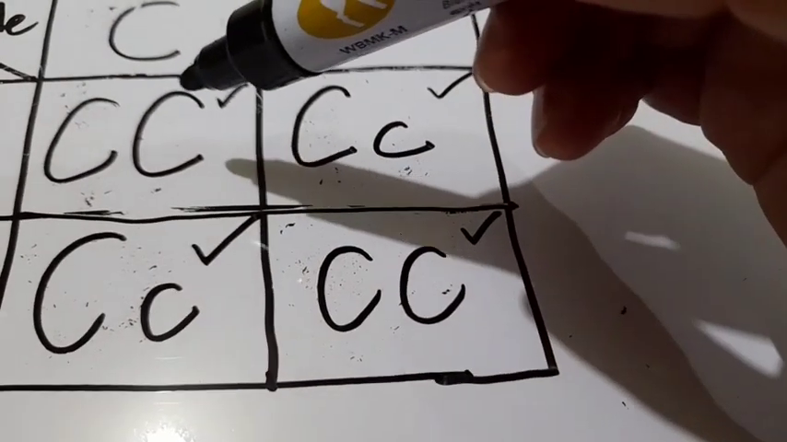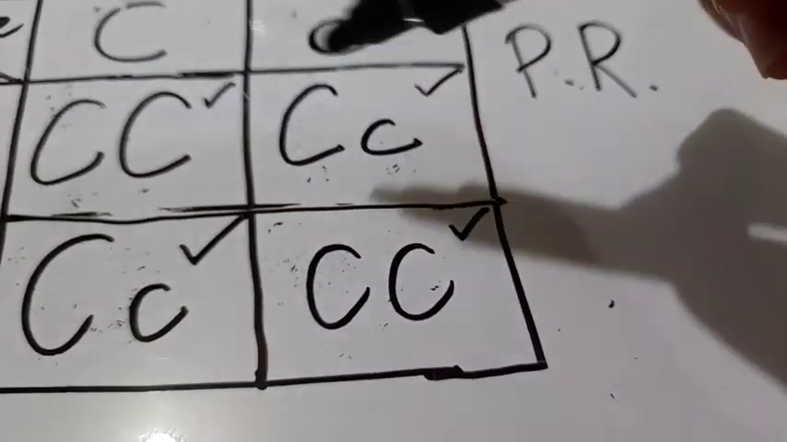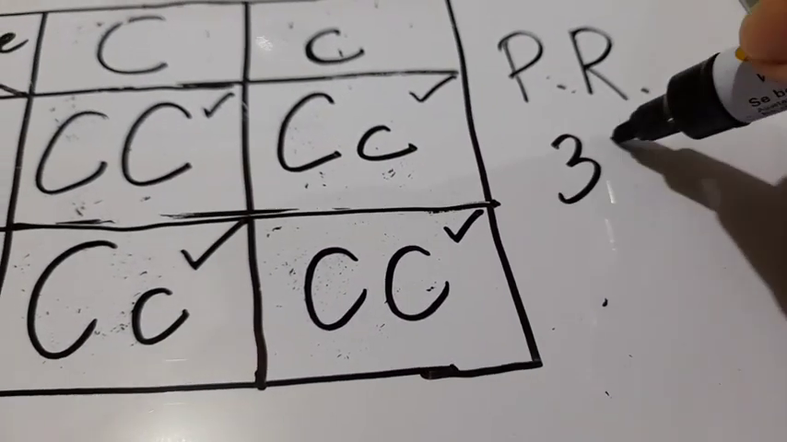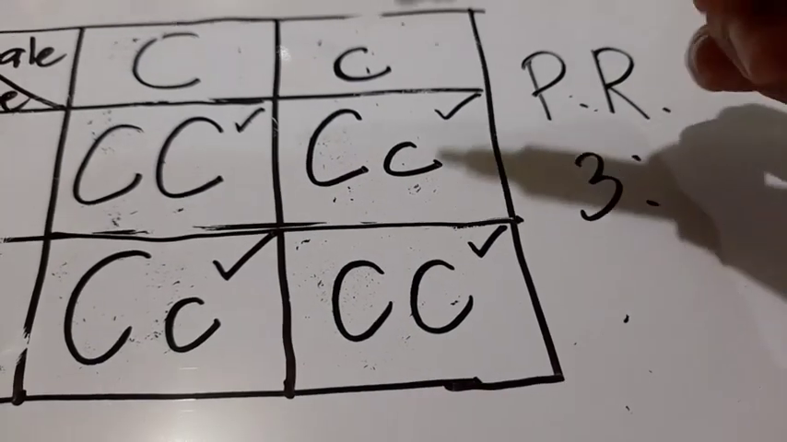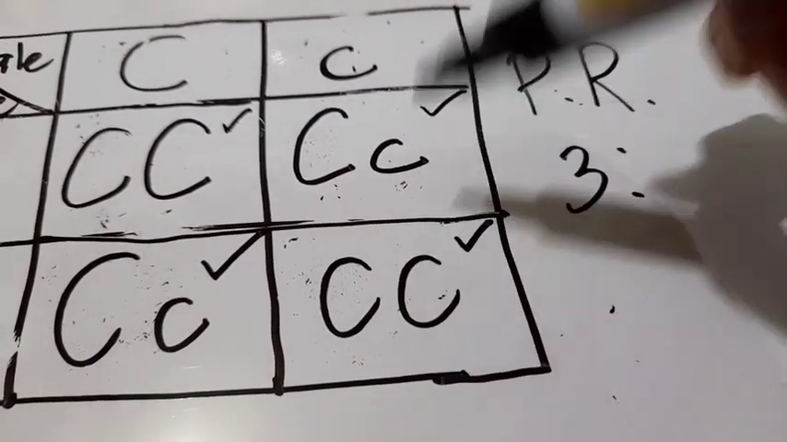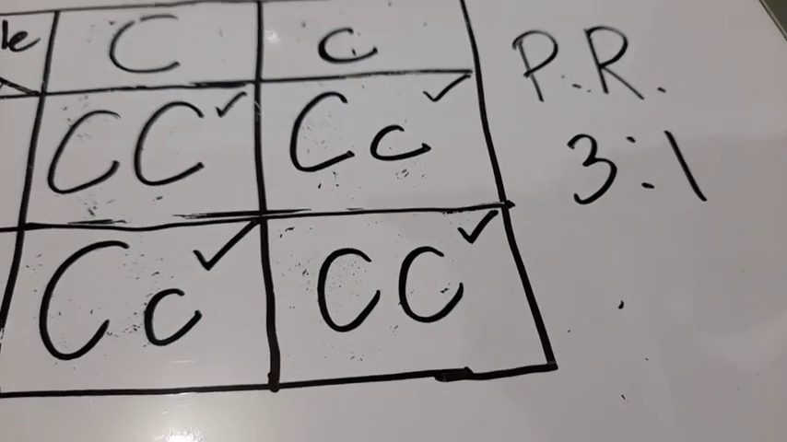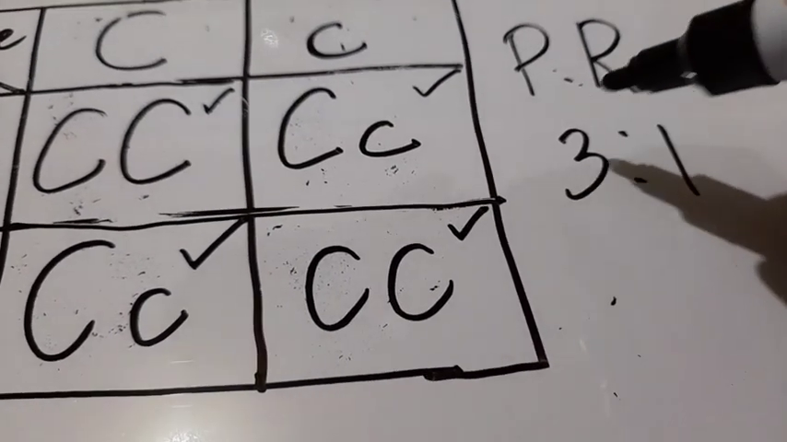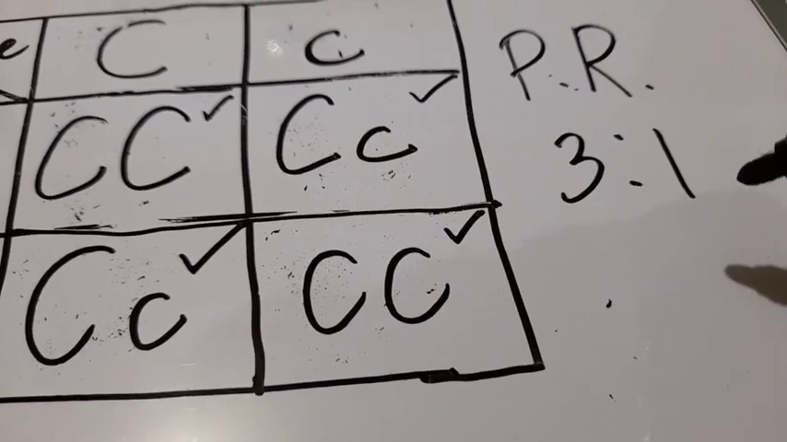In this particular cross, how many would have curly hair? So the phenotypic ratio of curly hair versus the straight hair is, we will only count how many are curly. So 1, 2, 3. So there are 3 curly hair. How many straight hair? There is only 1. So the phenotypic ratio is 3 curly is to 1 straight.